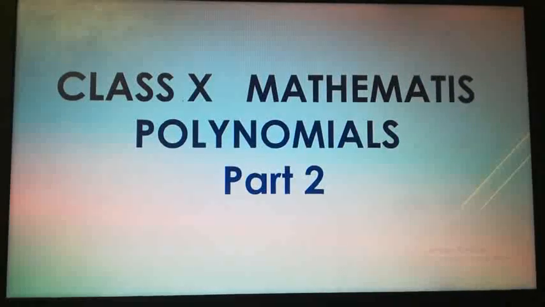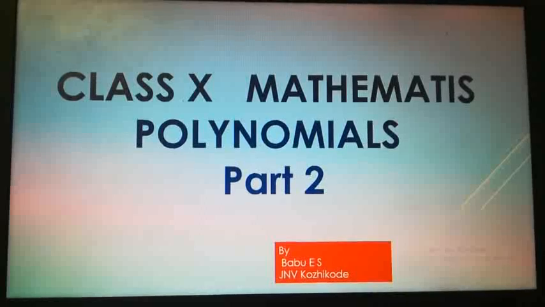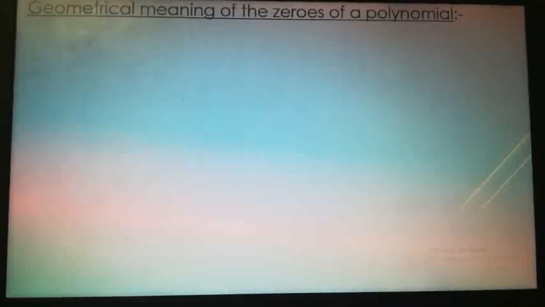Hello, good morning, children. So let us continue the chapter Polynomials, part 2. In the last class you have seen zeros of a polynomial, values of a polynomial. Then in the present class we will continue our discussion on zeros of a polynomial, the geometrical meaning of zeros of a polynomial. And remember the definition of zero of a polynomial: the value of the variable for which the polynomial becomes zero.